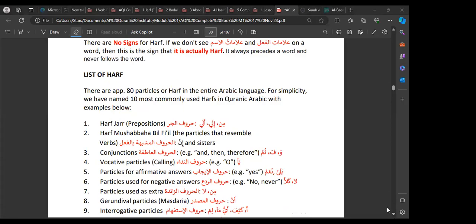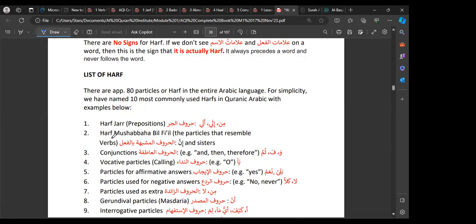So, harf al-jar, the prepositions that make the next word into a kasra, or into the majroor state, like min, ila, ala, alay, ilay. They will make the next word jar. They will have a kasra at the end.